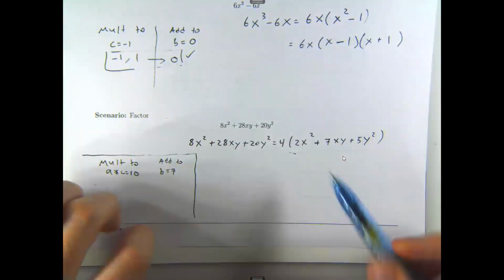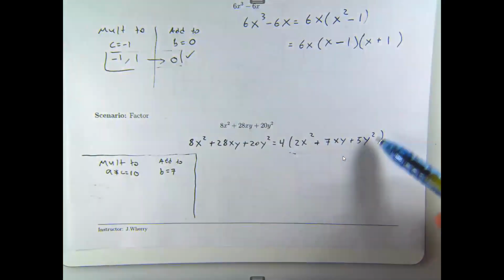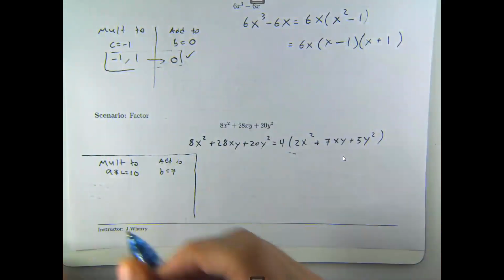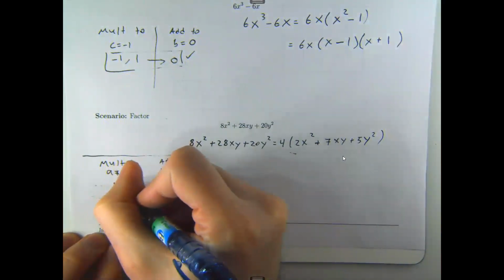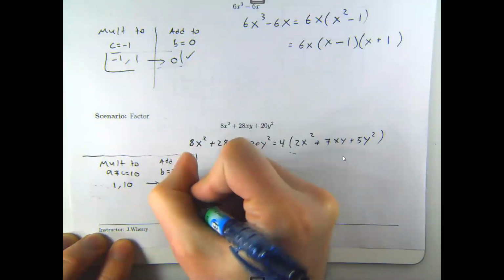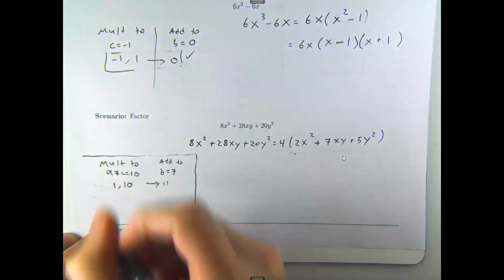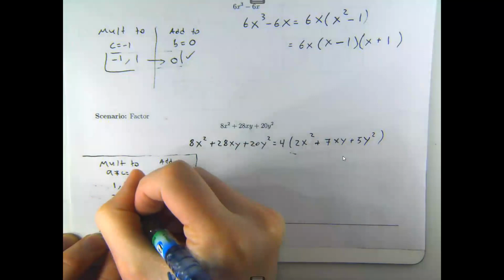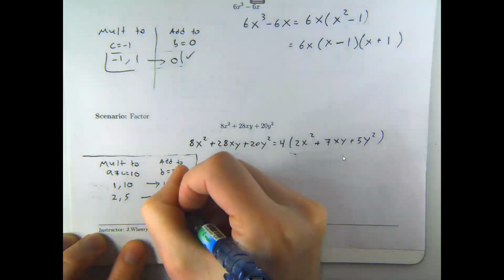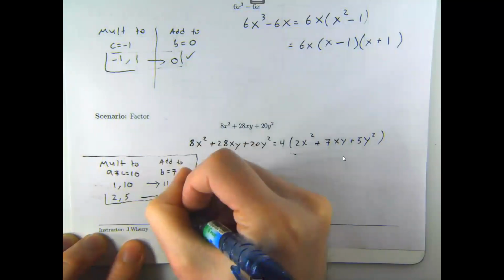Now you might be seeing this x squared and this y squared, and you're wondering, how is this even going to work when I have these different letters? Well, I'm still trying this AC method. I just want to see what happens when I do so. 1 times 10 gives me 10. That adds up to 11. That doesn't work. 2 times 5 multiplies to 10. 2 plus 5 gives me 7. That does work.